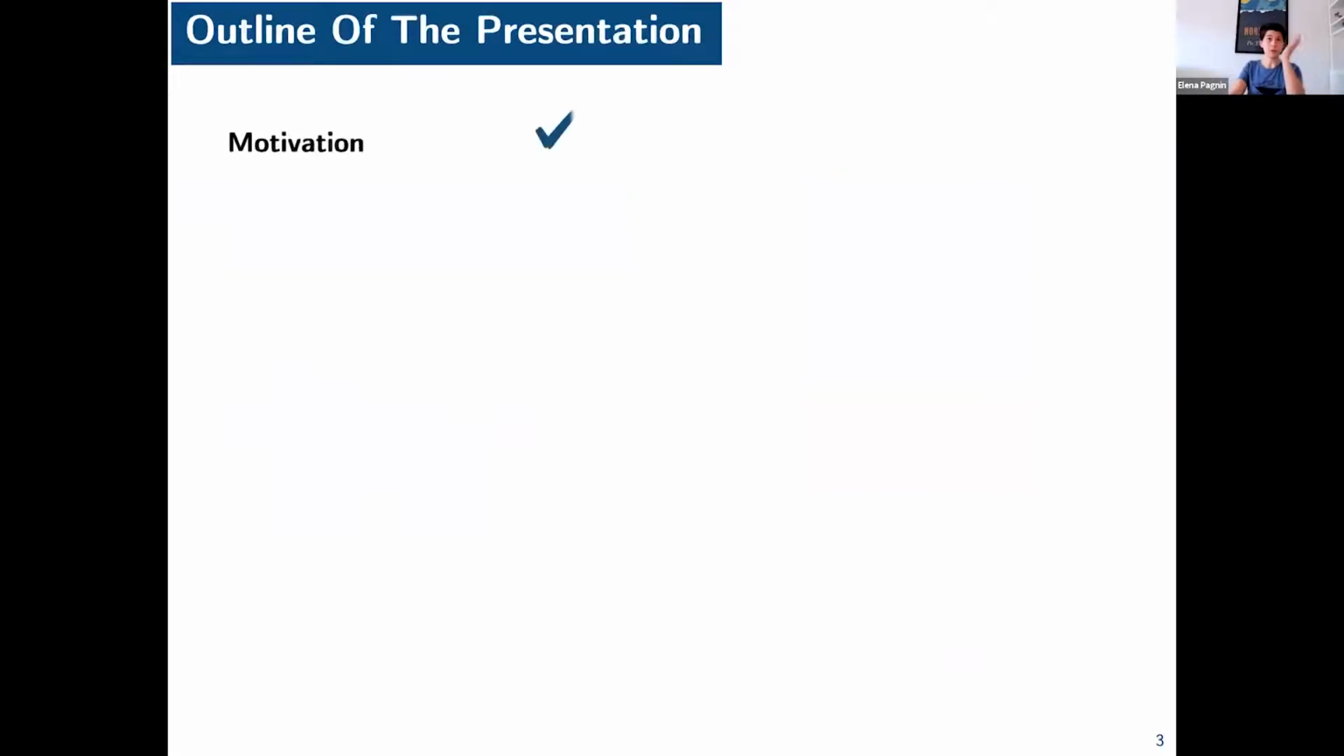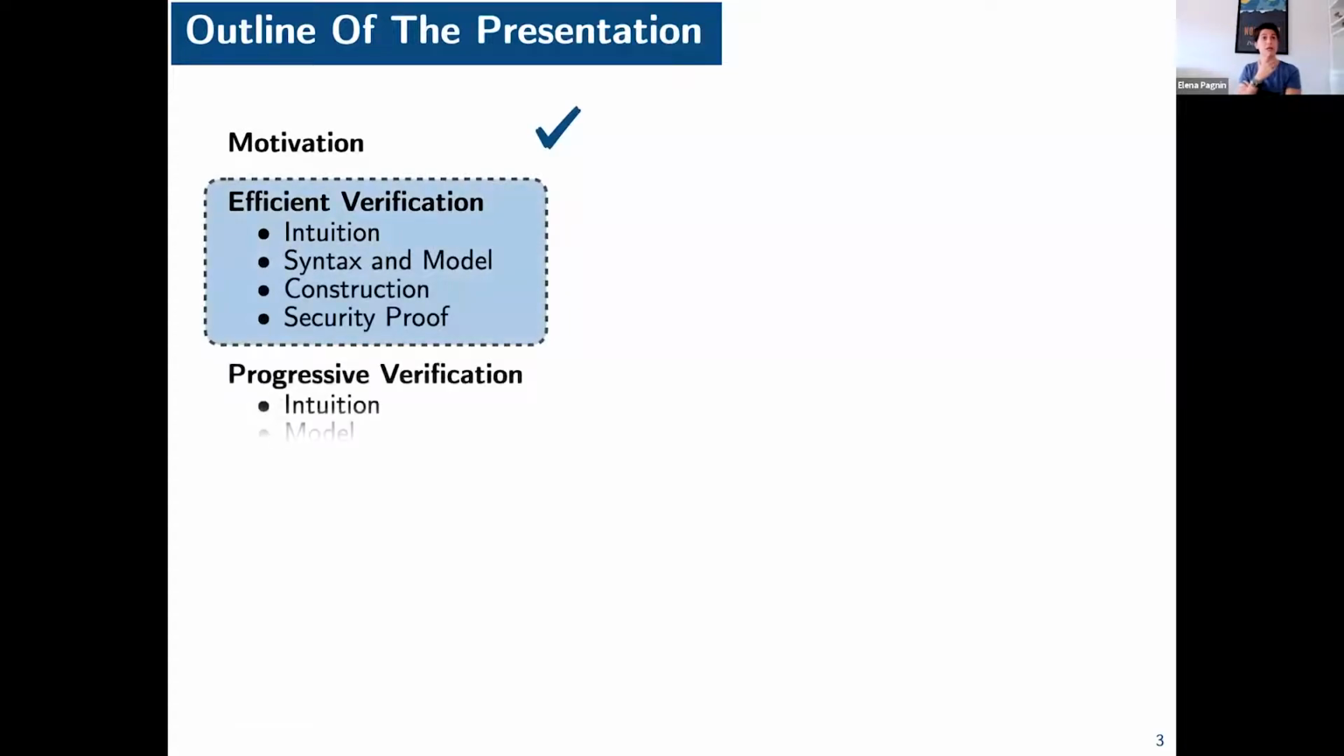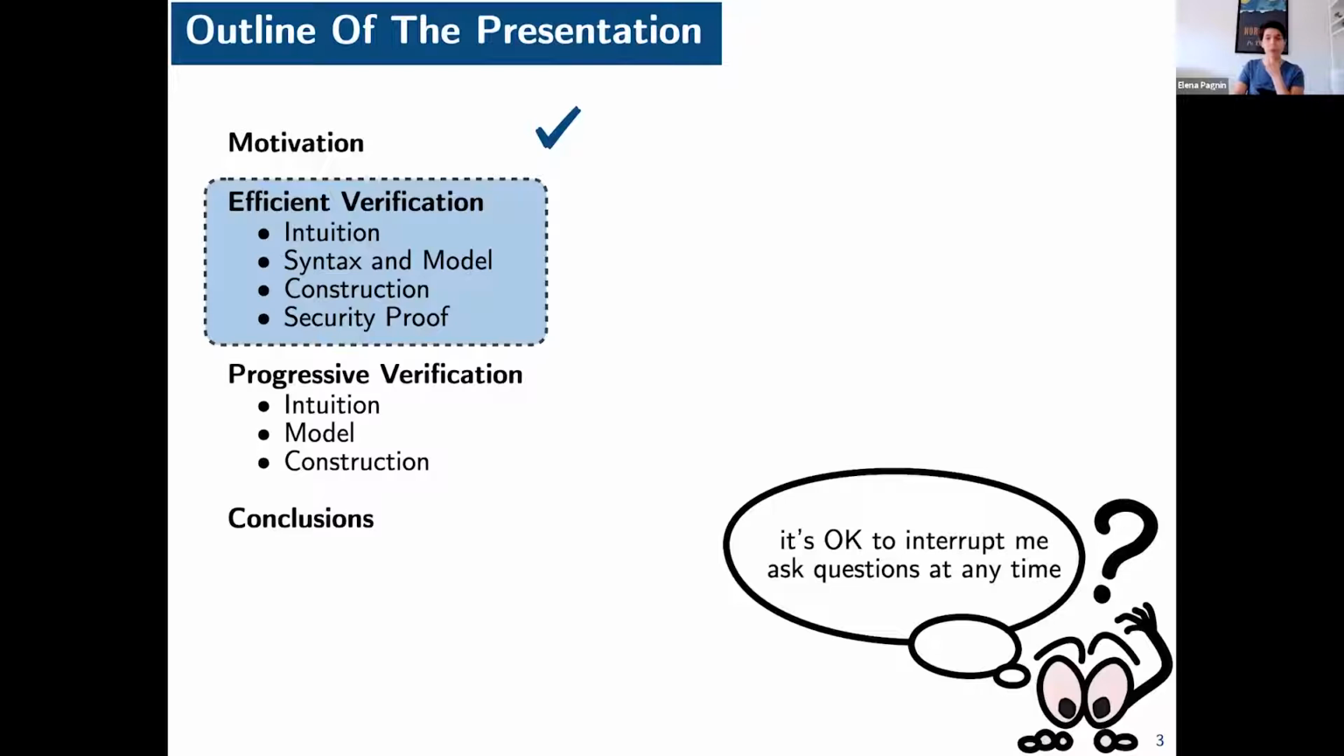Now, the outline of the presentation is, I hope I gave you a motivation for what we have done. Next, I will talk about what efficient verification is. I will start with an intuition, give you the syntax and the model, and then present a construction. And since I guess the audience is mostly cryptographers, I would also like to walk you a little bit through the core ideas of the security proof. Then we move to progressive verification. Also there an intuition, a model, and a construction, and then some final conclusion. It's okay to interrupt me, so please do that. I really like to have a dynamic exchange of ideas in presentations, so feel free to stop whenever you have a question. It's better to address it immediately instead of 1 hour after the talk.